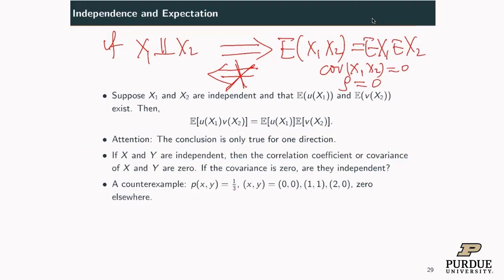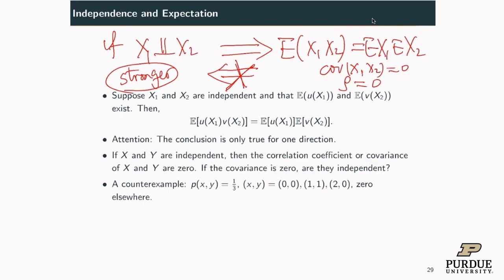Correlation coefficient 0 doesn't mean they are independent. The correlation coefficient only characterizes the linear relationship. Independence means no relationship at all, whatever the relationship. So independence is a stronger result, and rho being 0 is weaker. If I'm independent, we can get rho is 0, but rho is 0 doesn't mean they are independent. So there is a counterexample.